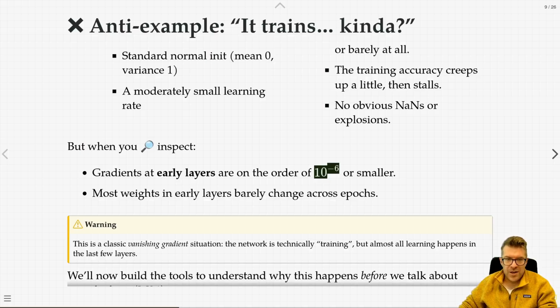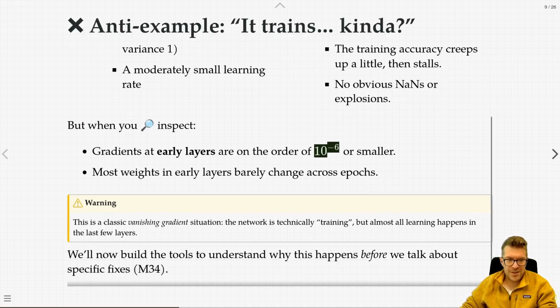So yeah, our early weights are never changing. We're never actually learning anything. This is what we call a vanishing gradient situation. The name should be obvious. The gradient will vanish as we push it back through the neural network.